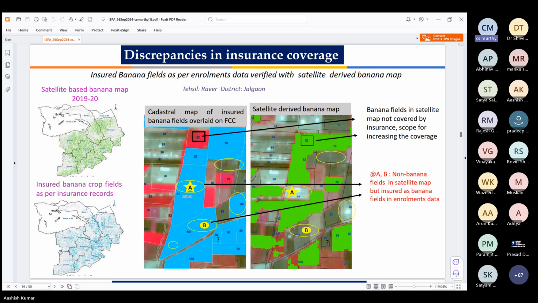So how do I check these kinds of moral hazards? This is another very important, small but highly impactful solution, where satellite data was used to check these kinds of discrepancies and remove such fields where the discrepancies were there. And by doing this, I think the governments have saved at least a few hundred crores of premium in various states.